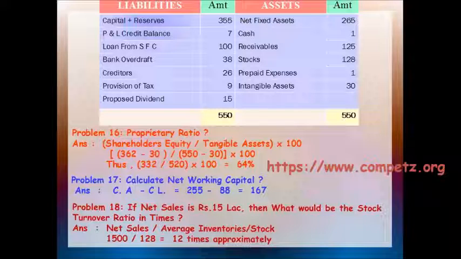Simply we will take here net sales divided by average inventory. So friends, what is your net sales here? 15 lakhs, so 1500 divided by your average inventory. Opening inventory is not given, closing inventory is directly given: 128. So 1500 divided by 128, you will get approximately 11.71, that is about 12 times. So approximately 12 times the inventory has been turned over during the specified term.